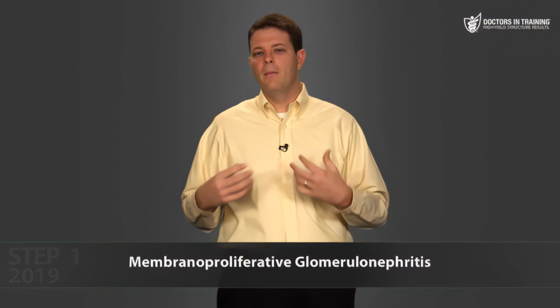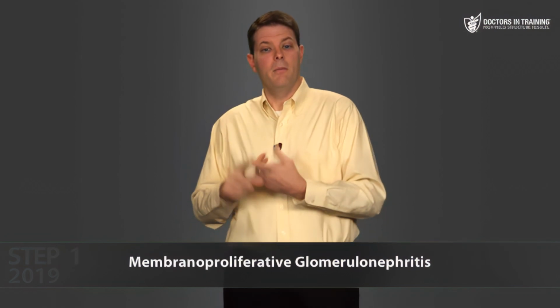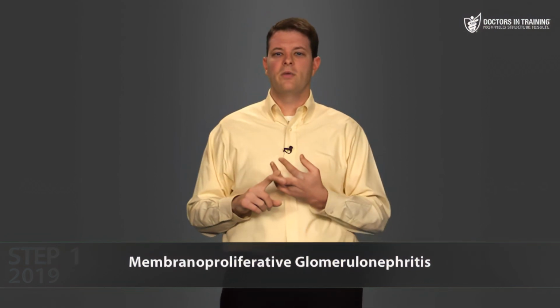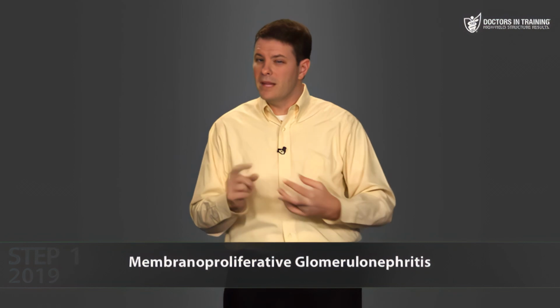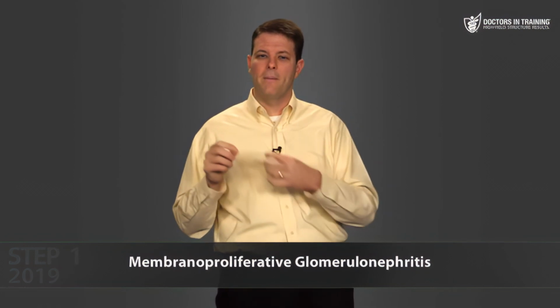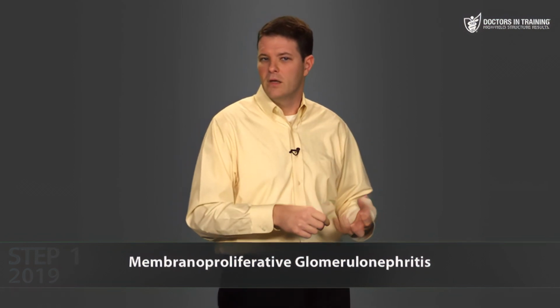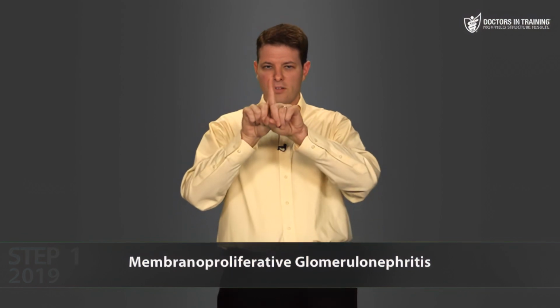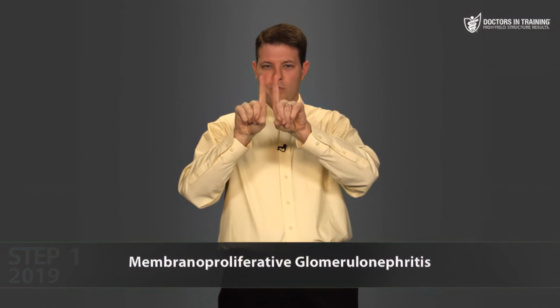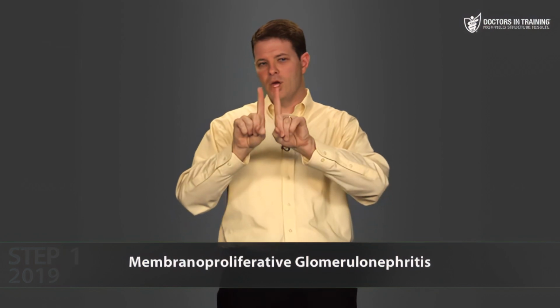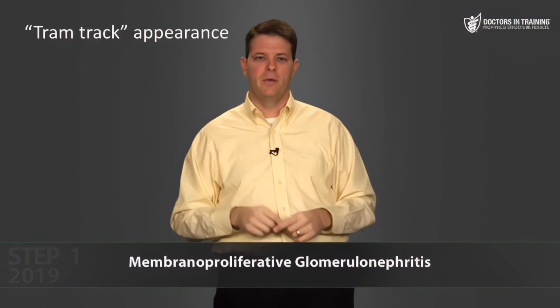Now, this is membranoproliferative. So again, the basement membrane is involved, and it's also associated with cellular proliferation. But I like to use the word membranoproliferative to think about the basement membrane proliferating. So instead of just one single solid basement membrane, you actually see two basement membranes, which gives it a doubled up train track or tram track appearance.